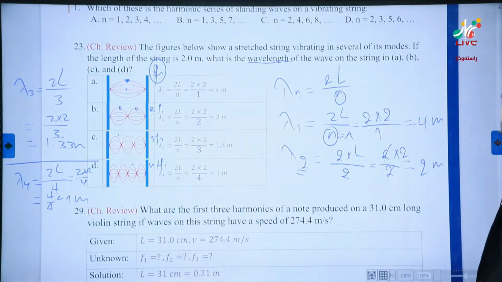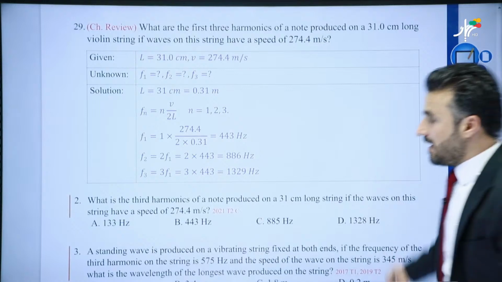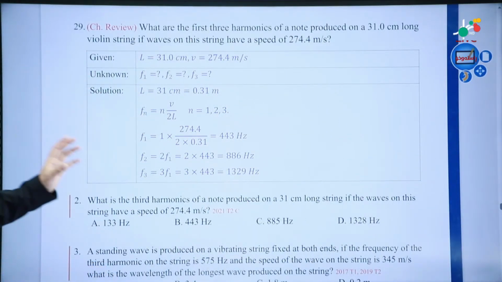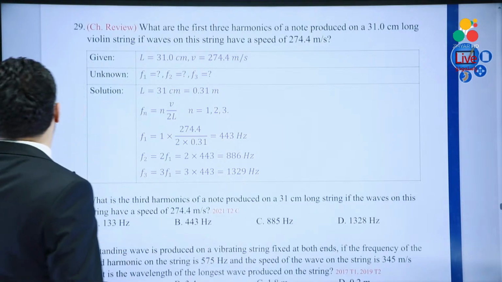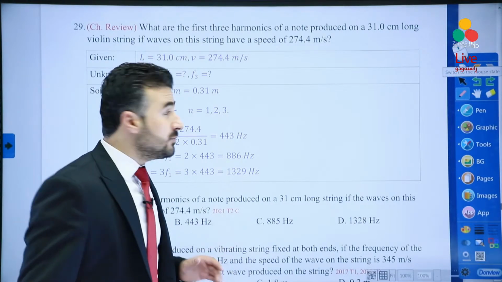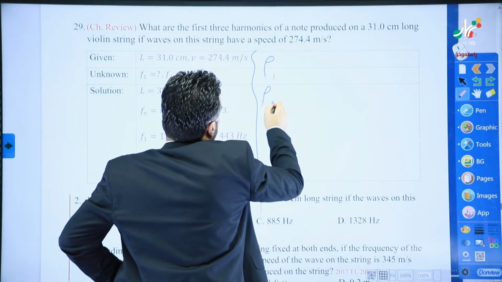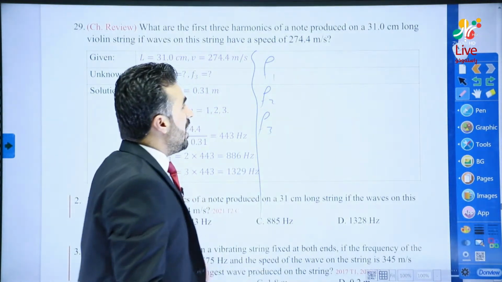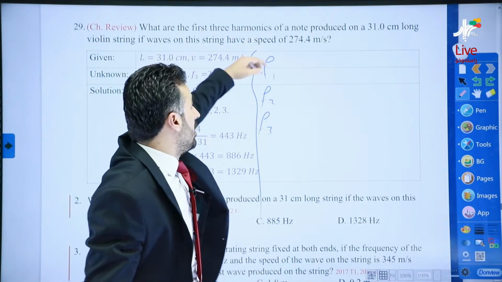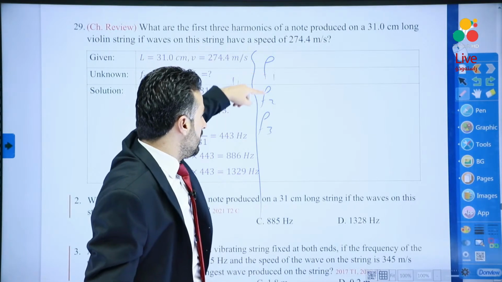You will see that we're going to get into some questions that they are asking us to do something like that. All right, take a look at this one. What does it say? It says, what are the first 3 harmonics? By the way, it's very important to know this. When it says find the first 3 harmonics, that means you have to find F1, right? F2 and F3 as well. Why? Because we want the first 3 harmonics. So on a string, don't forget, the first 3 harmonics are going to be F1, F2, F3.